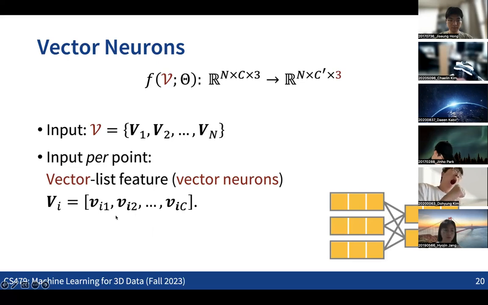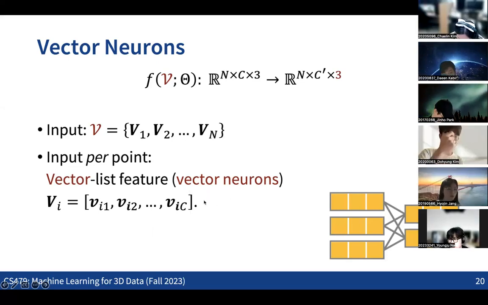So now we have C number of vectors as the feature for each point. This is the way we are seeing the features of the point. Does it make sense? In PointNet, the feature was a C-dimensional vector, and we could consider that as having C scalar values as the input, and C prime scalar values as the output.